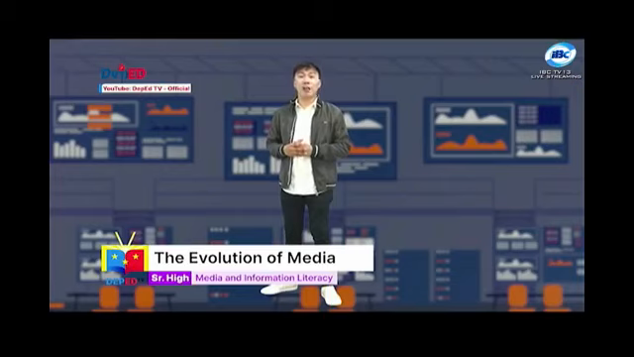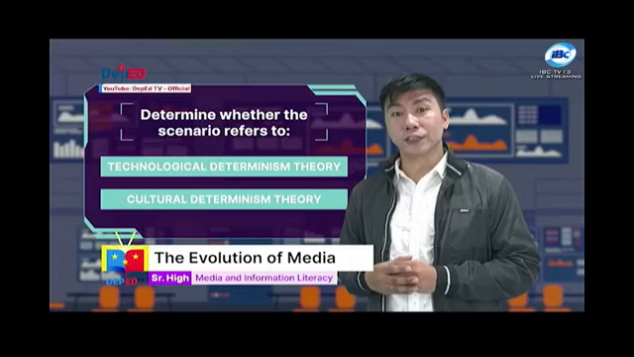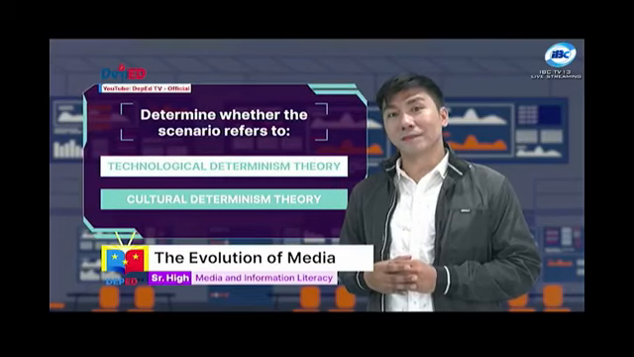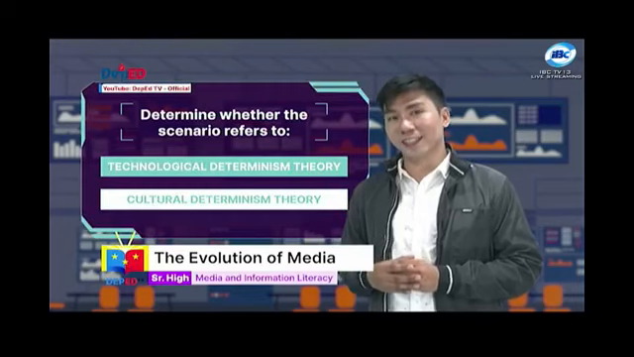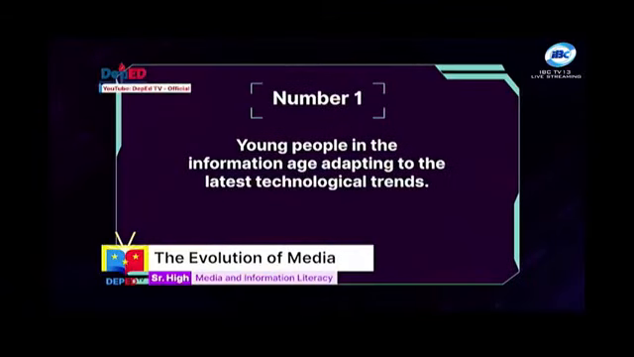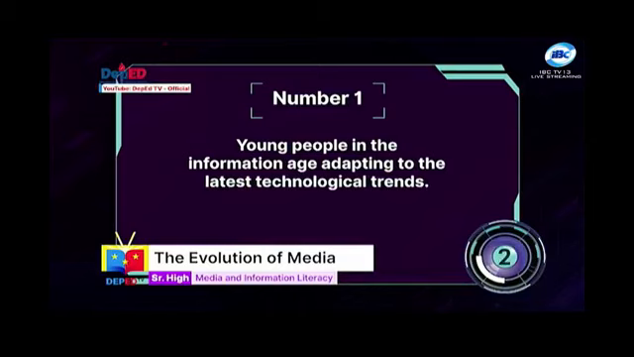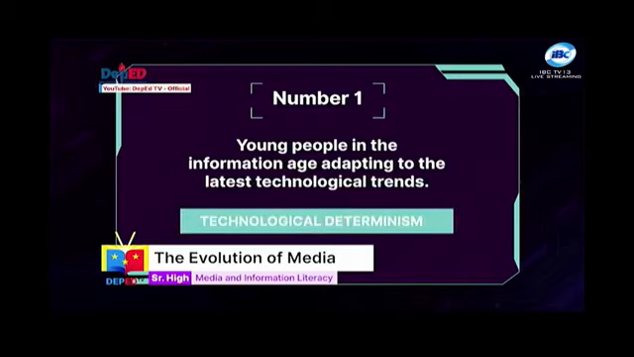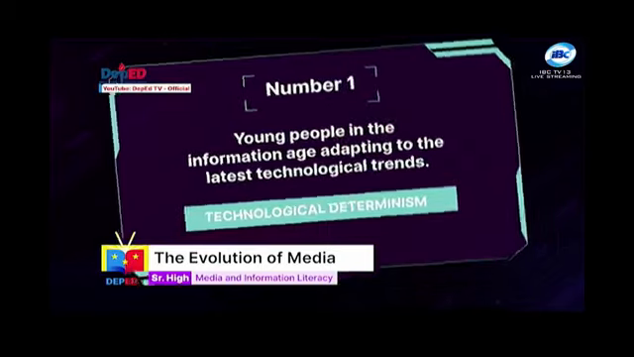Now that you have learned all the concepts you need to know in this episode, let's have our final activity. I will be giving you a scenario, and you will determine whether the scenario refers to technological determinism or cultural determinism. Number 1. Young people in the information age adapting to the latest technological trends. If your answer is technological determinism, you are correct.